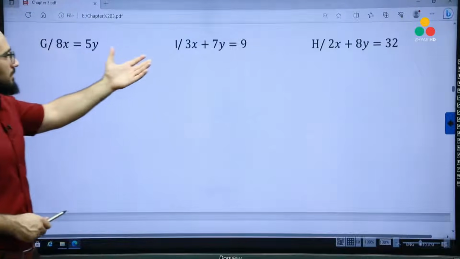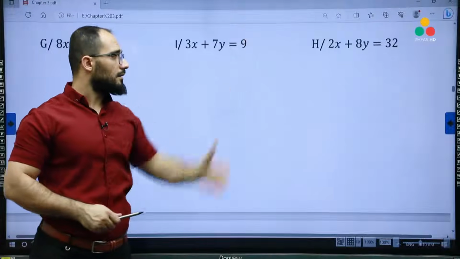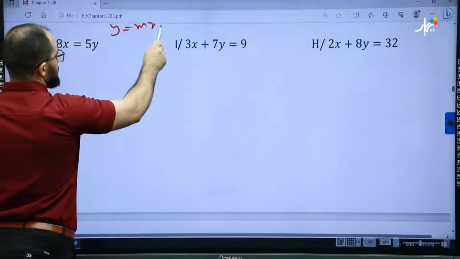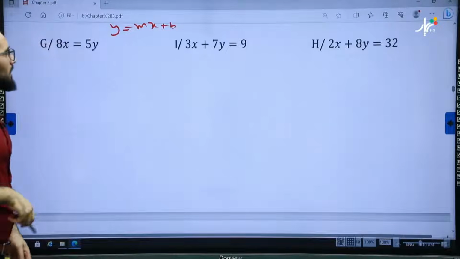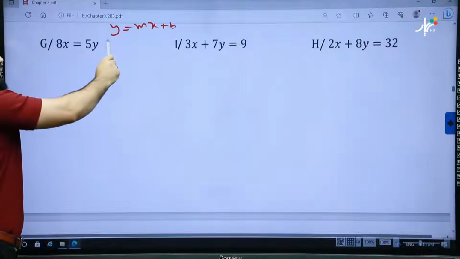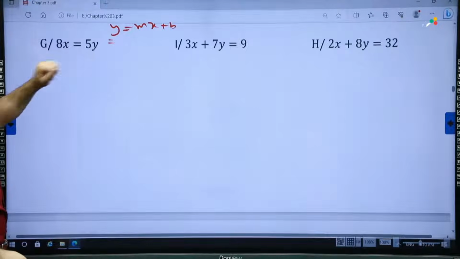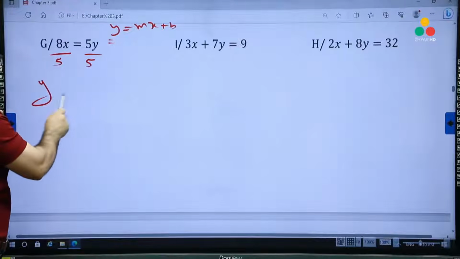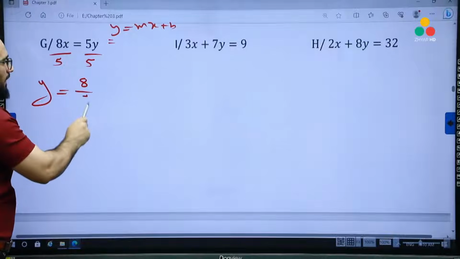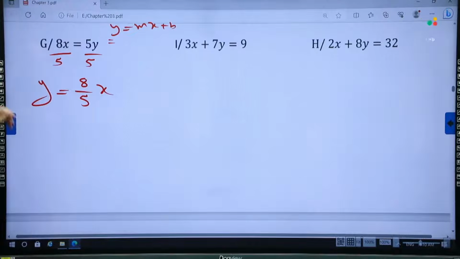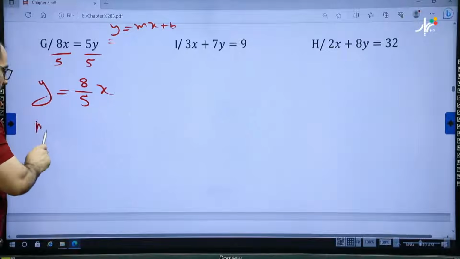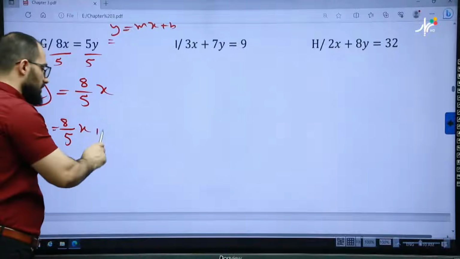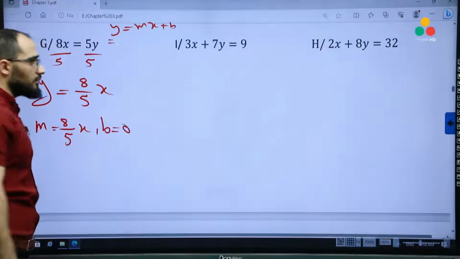Here they are mixed, and let's say that one and the other one, it's not written in the form y is equal mx plus b. So how to do it? In each step we have to make the y alone. Here y has 5, so we have to make it alone, divided by 5, divided by 5. So y is equal 8 over 5x. So right now we can find that m is equal 8 over 5, okay, and also b, there is no b, it means it is equal to 0.